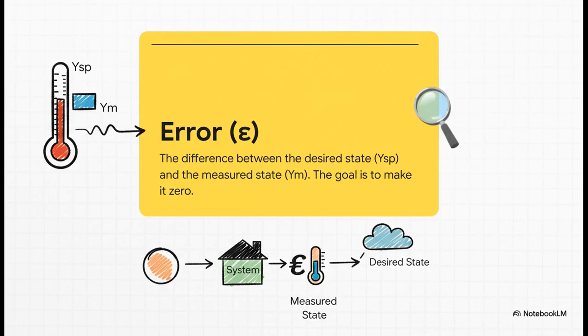Now, at the very heart of this loop is a single, vital piece of information, the error, often shown with the Greek letter epsilon. And listen, this isn't an error like a mistake. It's the most important piece of data in the whole system. If you set your thermostat to 72 degrees, but it's only 70 in the room, the error is 2 degrees. The entire purpose, the whole job of the controller, is to take actions that will make that error disappear.